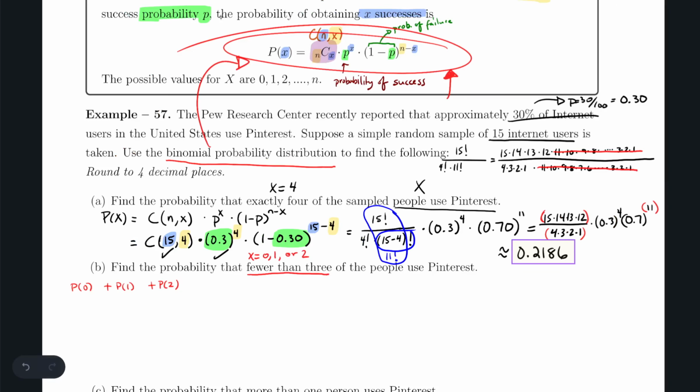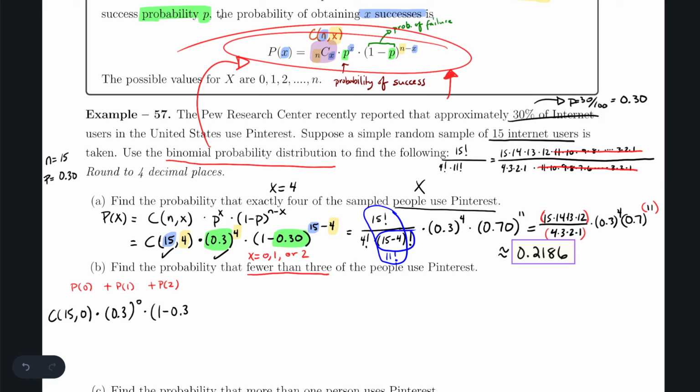We know as before, our total number of trials is 15. The probability of success, or being a Pinterest user in this case, is 0.3 for each trial. Now my value of x is going to vary whether I'm looking at p of 0, 1, or 2. For p of 0, x is 0. So following the formula, I have the combination of 15, 0 times the probability of 0.3 raised to the x value you're interested in, which currently is the x value of 0, times 1 minus 0.3.